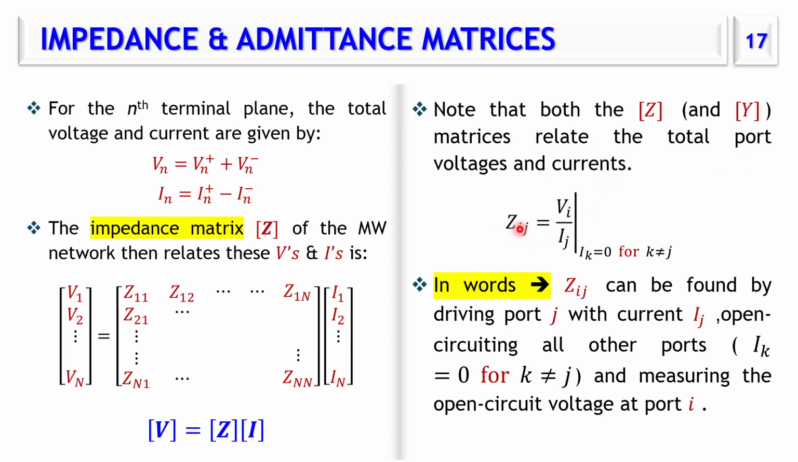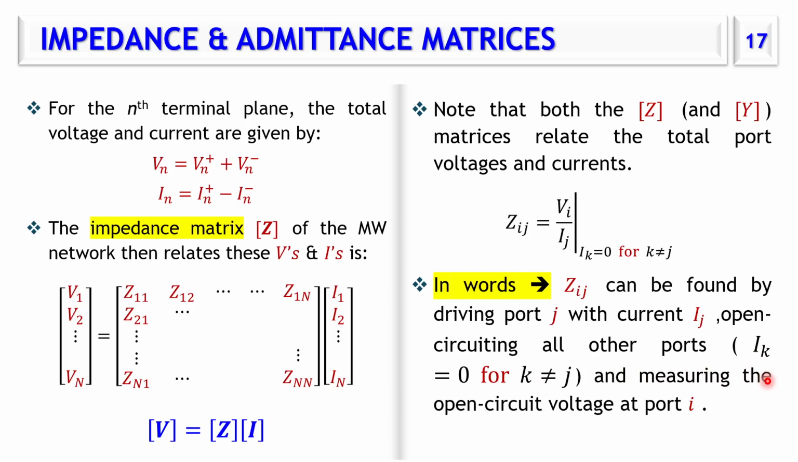So the definition of Zij, if we take any element here, is that it's equal to the total voltage at port I divided by the input current at port J when all currents equal 0 except for port J. So if we are saying this in words, Zij can be found by driving port J with current Ij and open-circuiting all other ports. So Ik for all other ports except for port J equals 0.